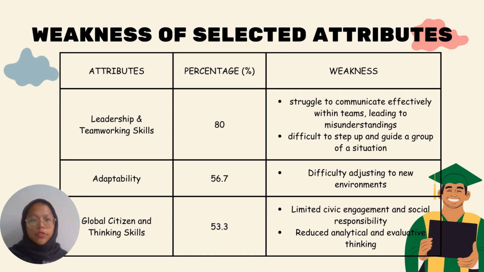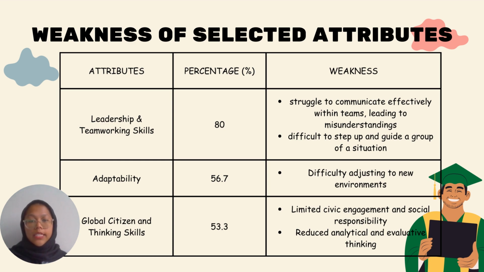Next, we move on to the weakness of graduate attributes among UTM students. We have carried out a survey from 30 respondents and we found that the leadership and team working skill is the most weak of the selected graduate attributes among them. The student may struggle to communicate effectively within the teams, which leads to misunderstandings. Not only that, they also find it difficult to step up and guide a group in a situation.